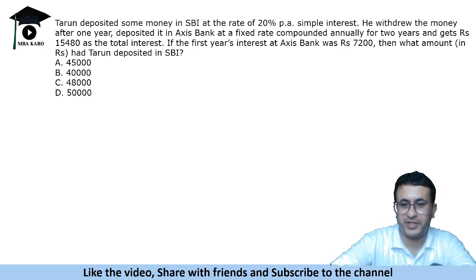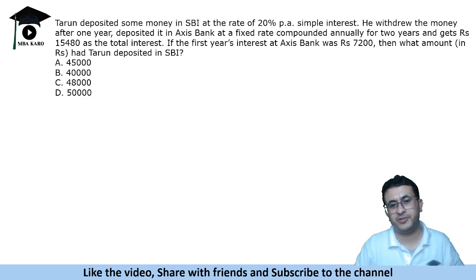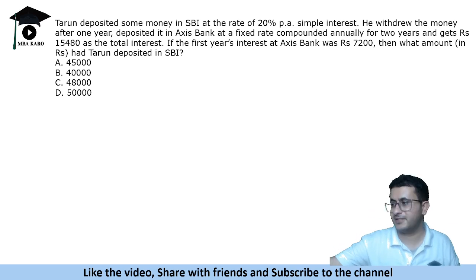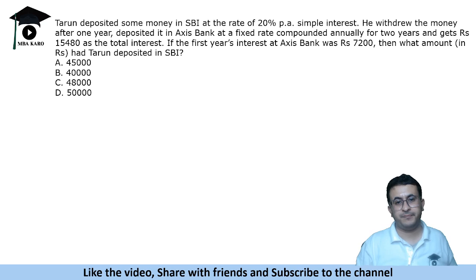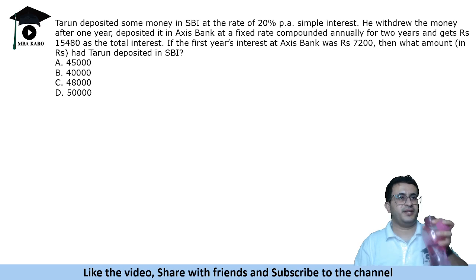Now this is a question wherein some people might think कि Axis में तो rate of interest नहीं दिया है, answer कैसे निकलेगा? If there was an option 'cannot be determined', many people would have marked that as the answer, because thinking कि Axis Bank का interest नहीं दिया है.